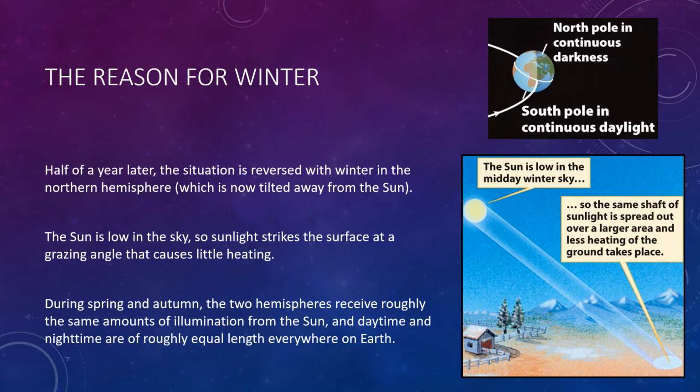Half a year later, the situation is reversed, with winter in the northern hemisphere, which is now tilted away from the Sun, and summer in the southern hemisphere. The Sun is low in the sky now, so sunlight strikes the surface at a grazing angle and causes relatively little heating. During spring and autumn, the two hemispheres receive roughly the same amounts of illumination from the Sun, and daytime and nighttime are of roughly equal length anywhere on Earth.